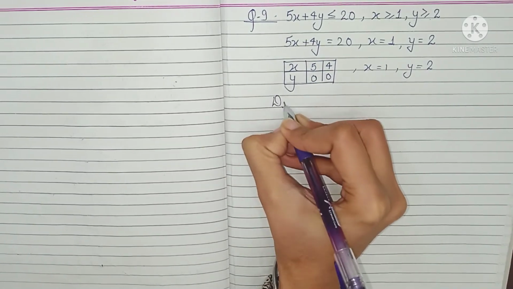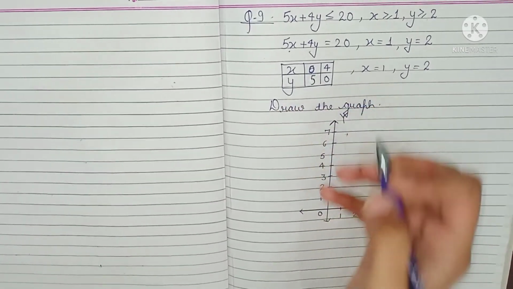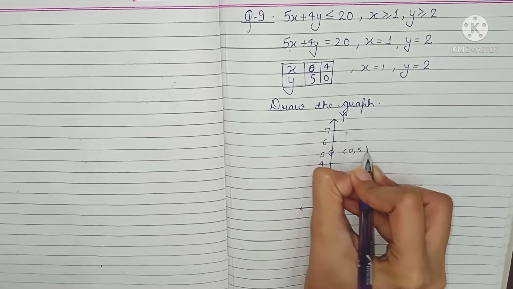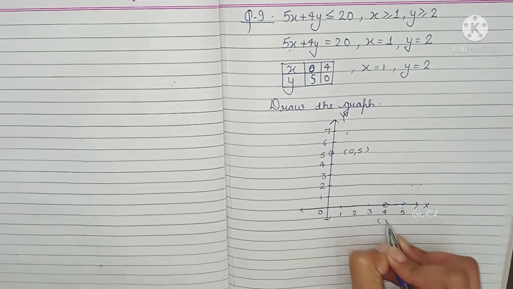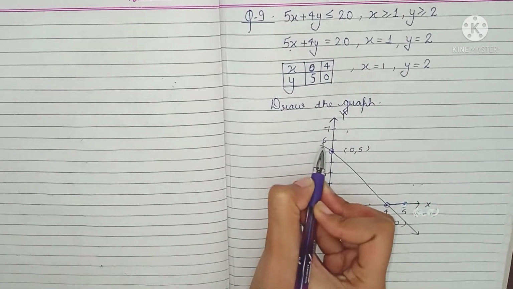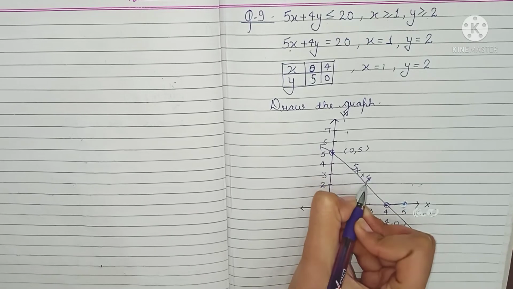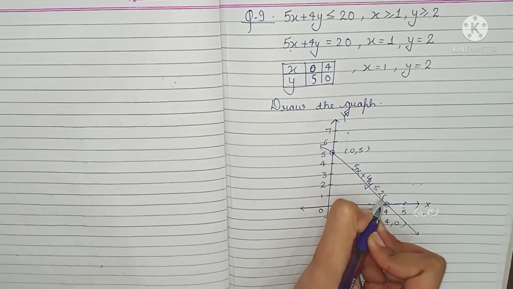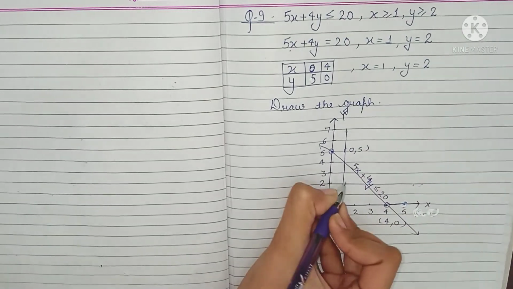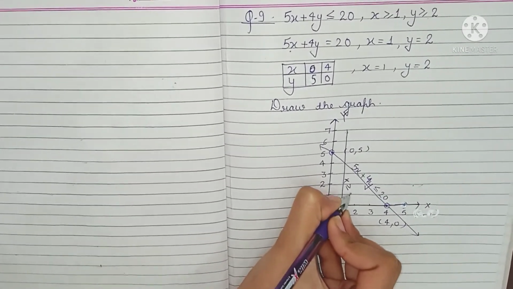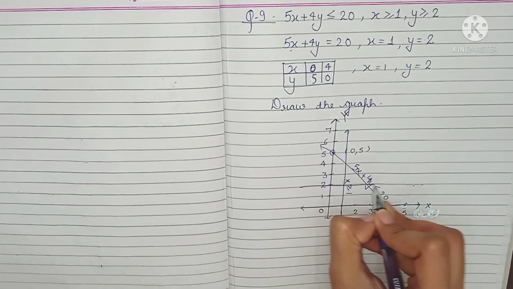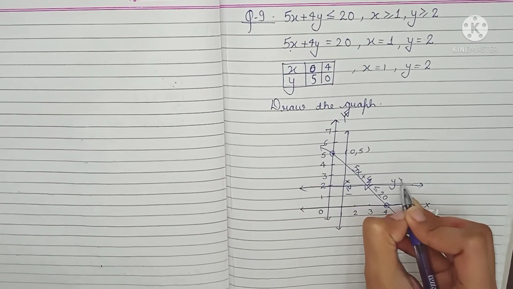Now you have to draw the graph. When x is equal to 0 and y is equal to 5, this one is your point 0, 5, and x is equal to 4, y is equal to 0, this one is your point 4, 0. Now join these 2 points. This one is the line of 5x plus 4y is less than or equal to 20. When x is equal to 1, this one is your line, x is greater than or equal to 1. Y is equal to 2, this one is your line, y is greater than or equal to 2.